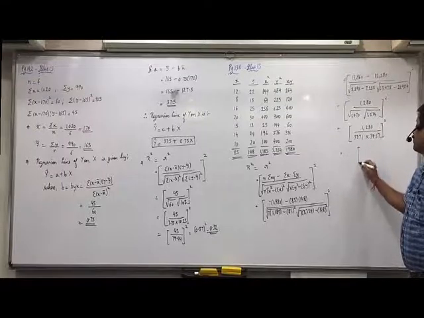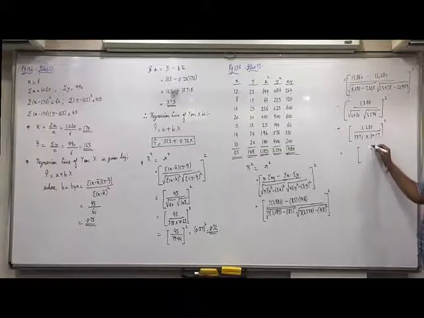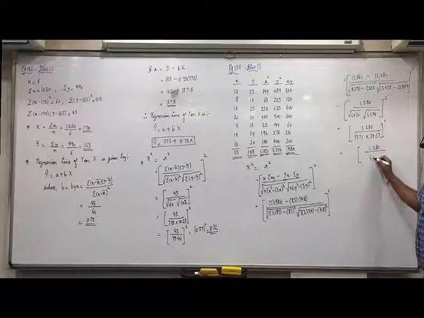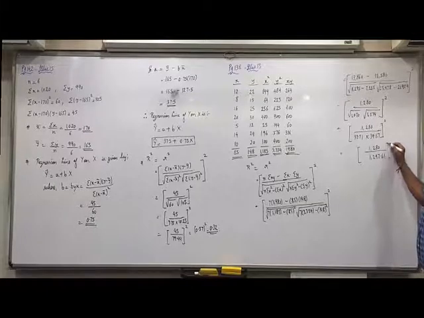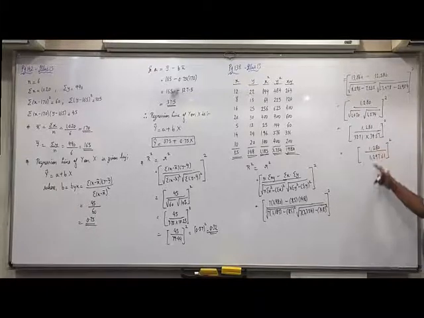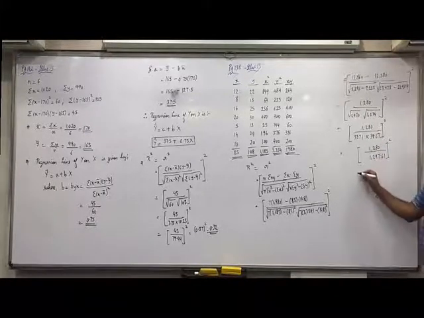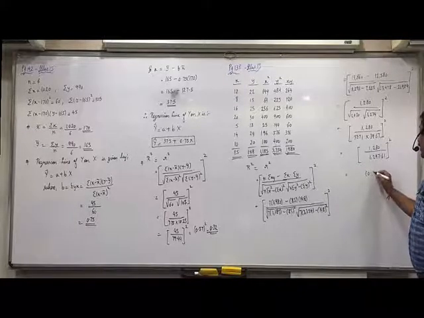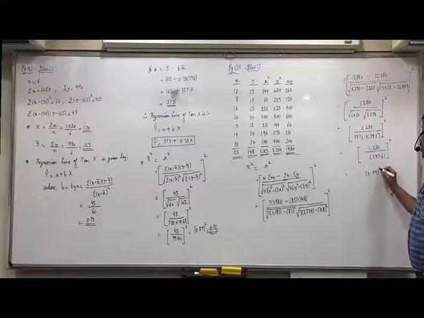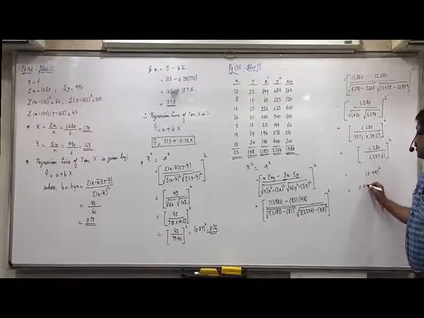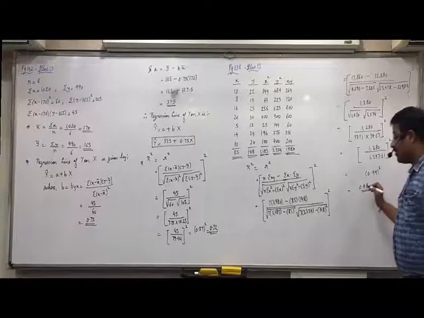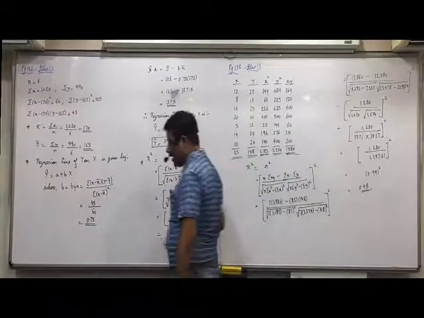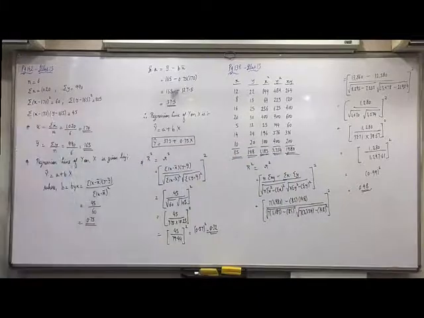So now, wait. 32.71 into 39.67 is 1297.61. So 1280 upon 1297.61 is 0.99, and squared, 0.98. Very near to 1. So the assumption is valid or invalid? So write down below that.